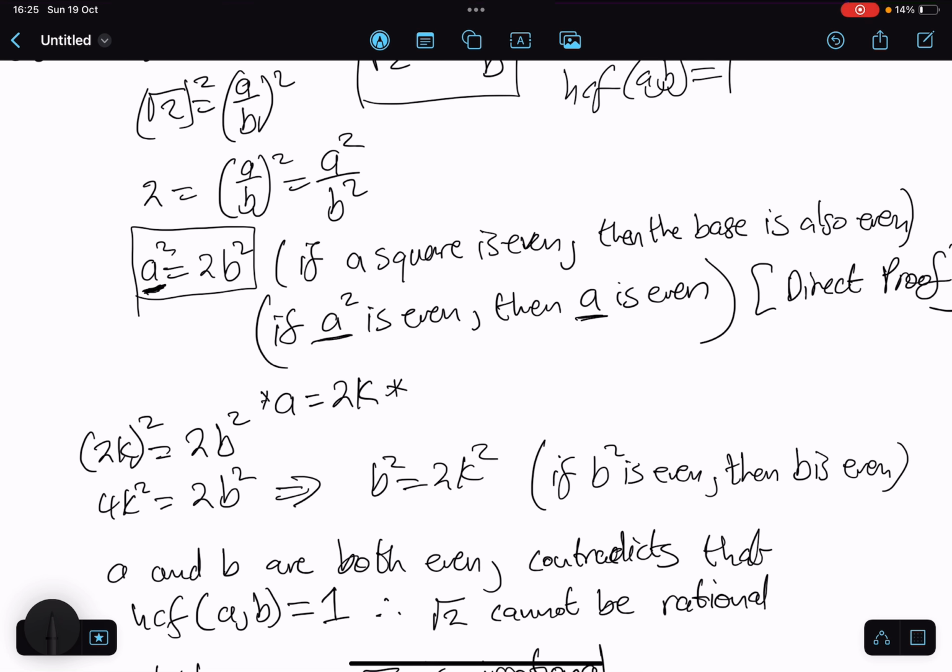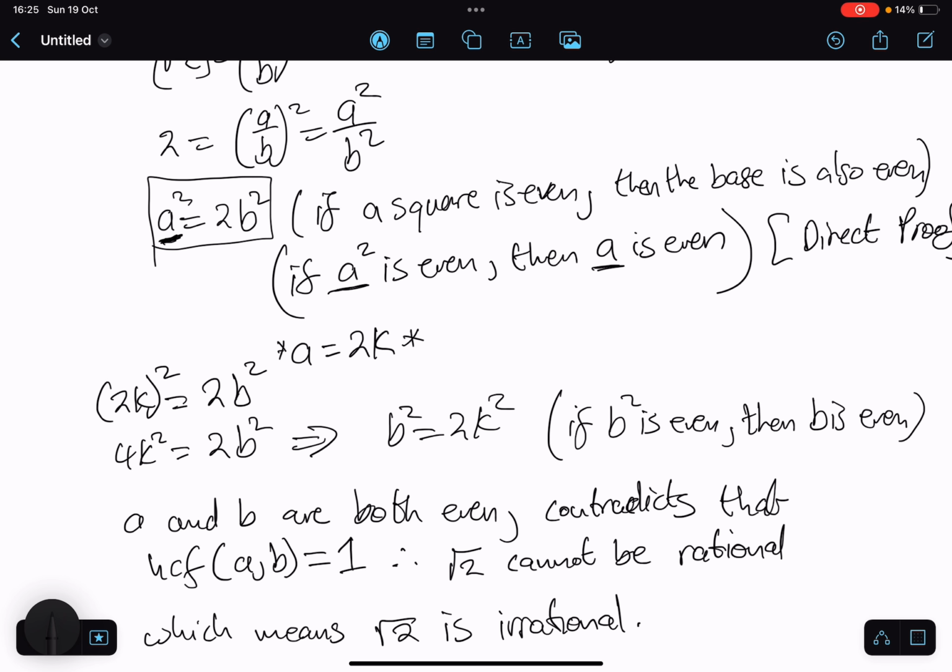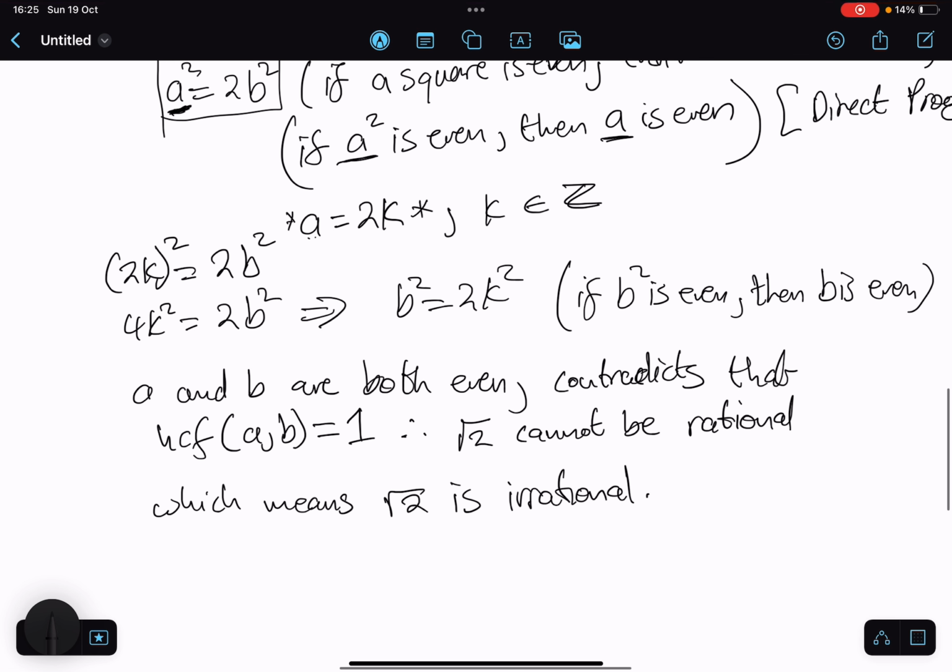So from this statement, automatically we're saying a is even. We know how we represent an even number, so a is going to be equal to 2k, where k is a member of all integers, right? And (2k) squared is equal to 2b squared, and when you simplify that, you get 4k squared is equal to 2b squared, and then if you simplify further, b squared is equal to 2k squared. So b squared is represented in terms of k, and we know that k is a member of all integers.